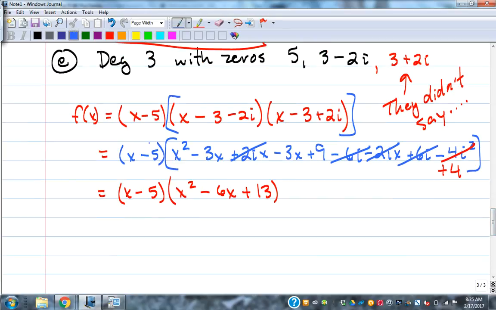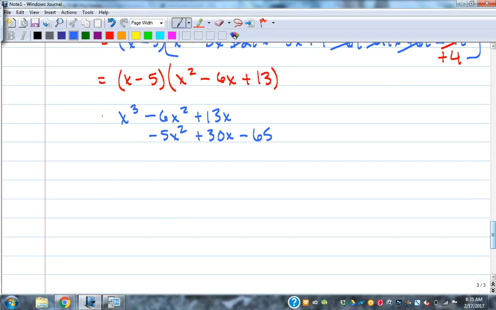Then distribute the x minus 5 to everything. So that's x cubed minus 6x squared plus 13x. And then distribute the negative 5. So negative 5x squared, positive 30x, and then negative 65. And then combine the like terms: x cubed minus 11x squared plus 43x minus 65.